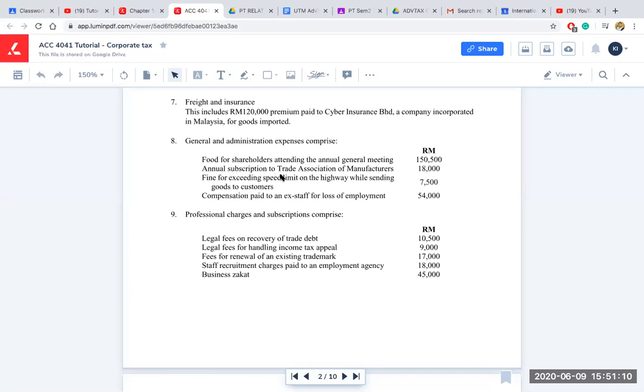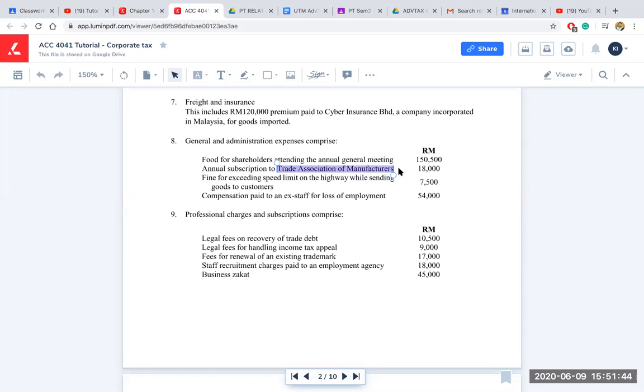Alright, annual subscription to trade association. So when you talk about subscription, it is allowable, alright. Of course in this case there are two subscriptions. One is your first subscription, what do we call it, entrance fee, right, and the other one is the annual one that you have to pay. So if it's the first time, it's not allowed because it's initial. Yeah, but an annual subscription is allowable, provided that the one you subscribe for has something to do with your business.